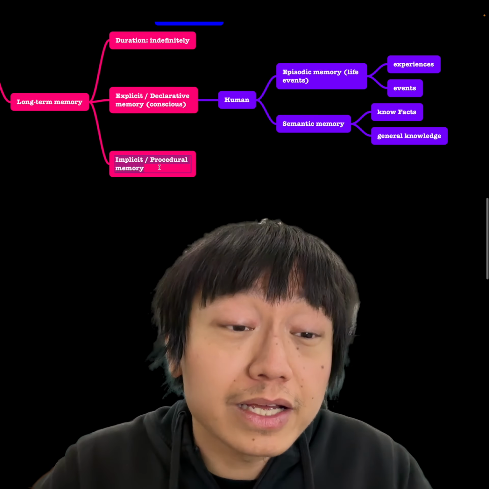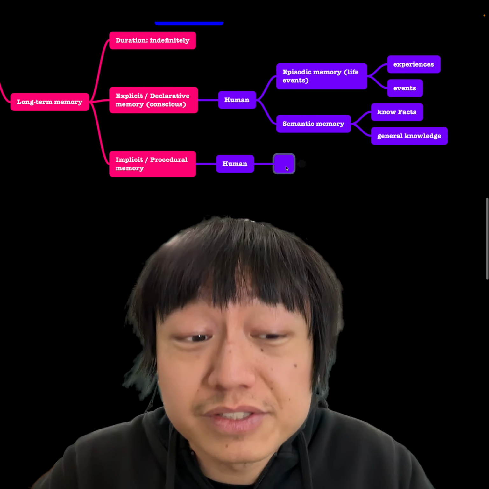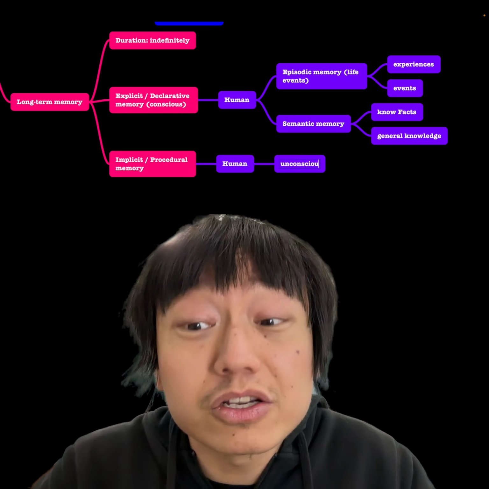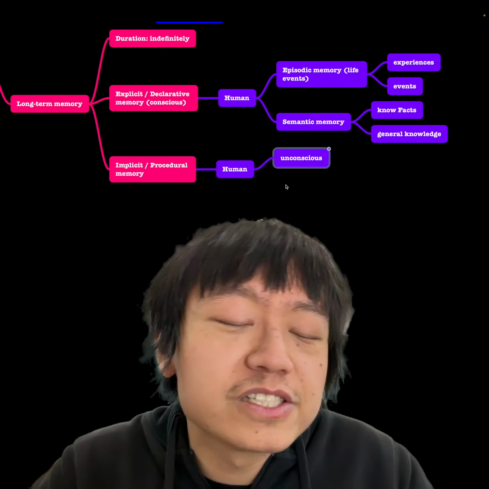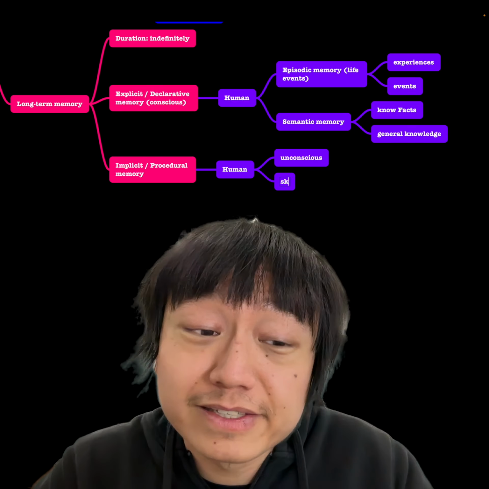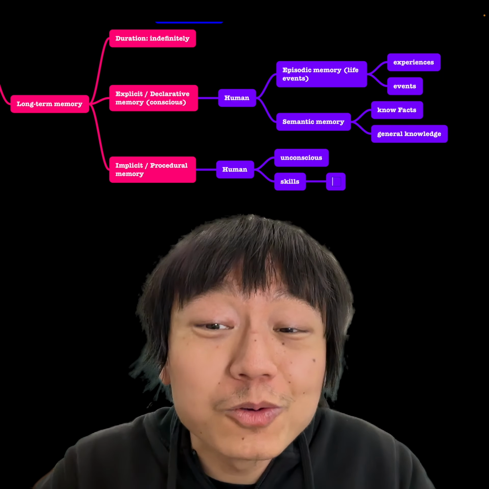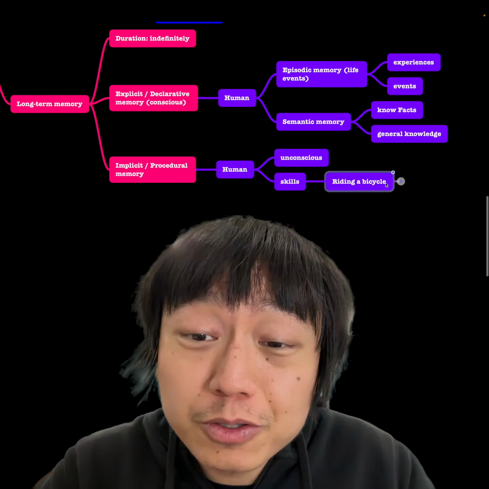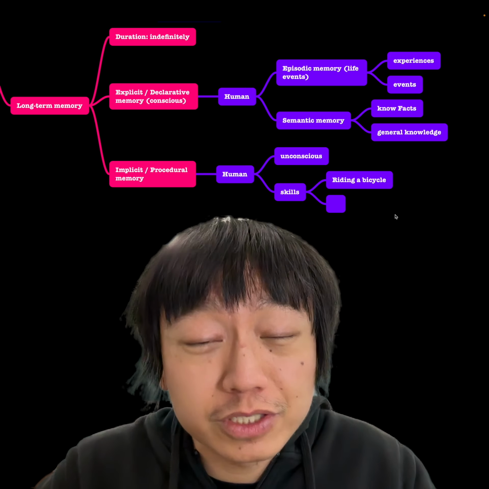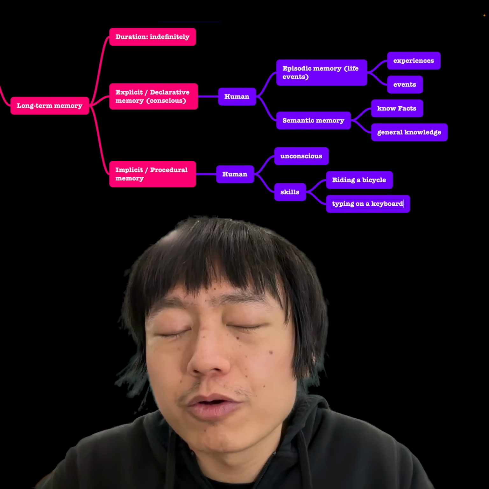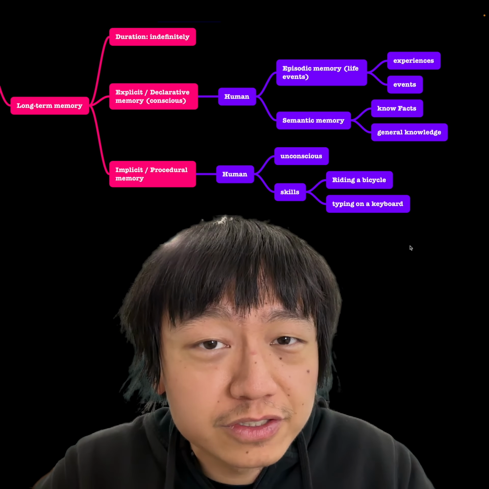The second one is implicit or procedural memory, which is our unconscious memory. It covers skills and tasks that we can perform automatically. Examples are riding a bicycle or typing on the keyboard after we have learned it. We know how to do that without conscious effort.